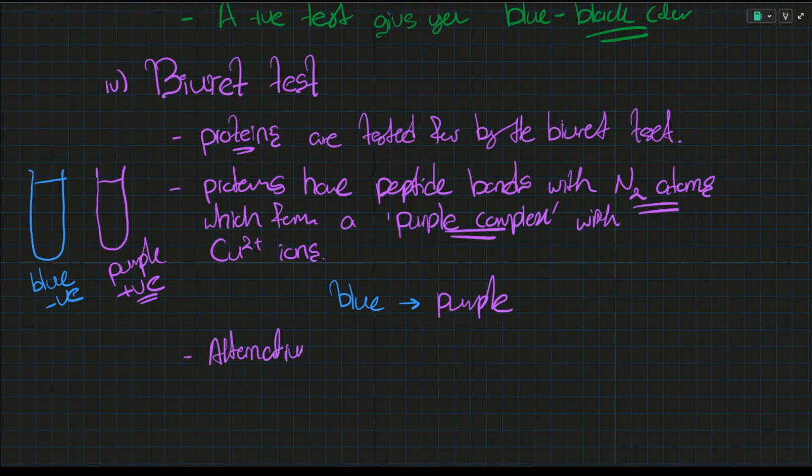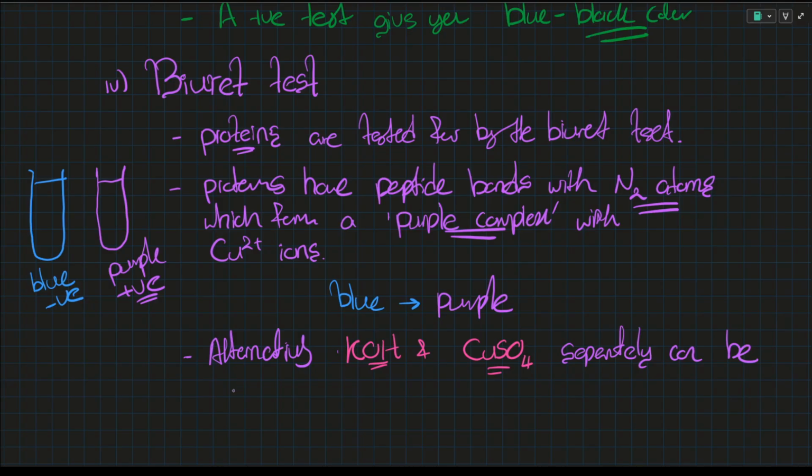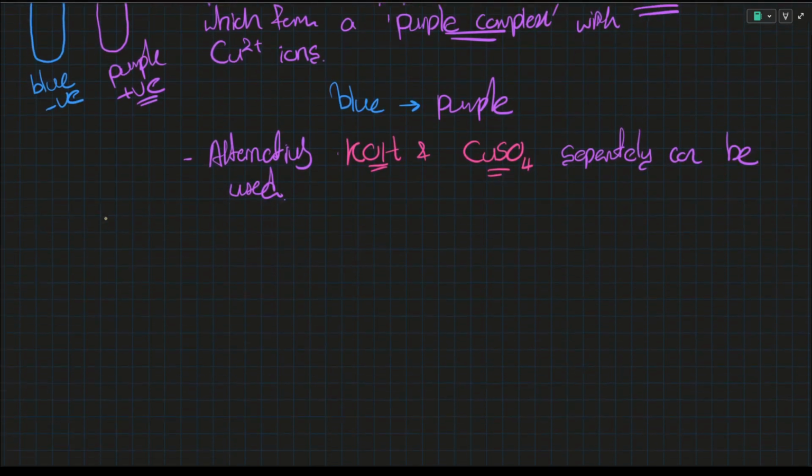Alternatively, sometimes potassium hydroxide and copper sulfate separately can be used. Instead of the Biuret solution, we can sometimes use potassium hydroxide and copper sulfate separately to carry out a successful Biuret test. That is a noteworthy mention.